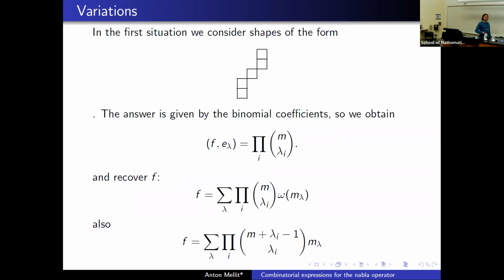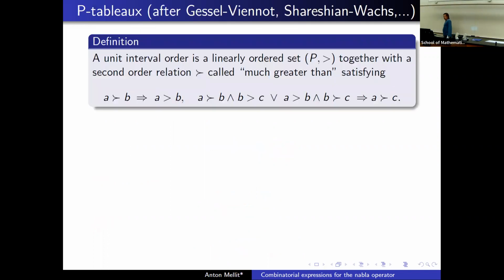Now, there was a question. I don't know the question. What was it? Okay. Yeah, maybe I should have said that a semi-standard tableau is a filling of a diagram which strictly increases along the columns and weakly increases along the rows. So now this definition is modified.